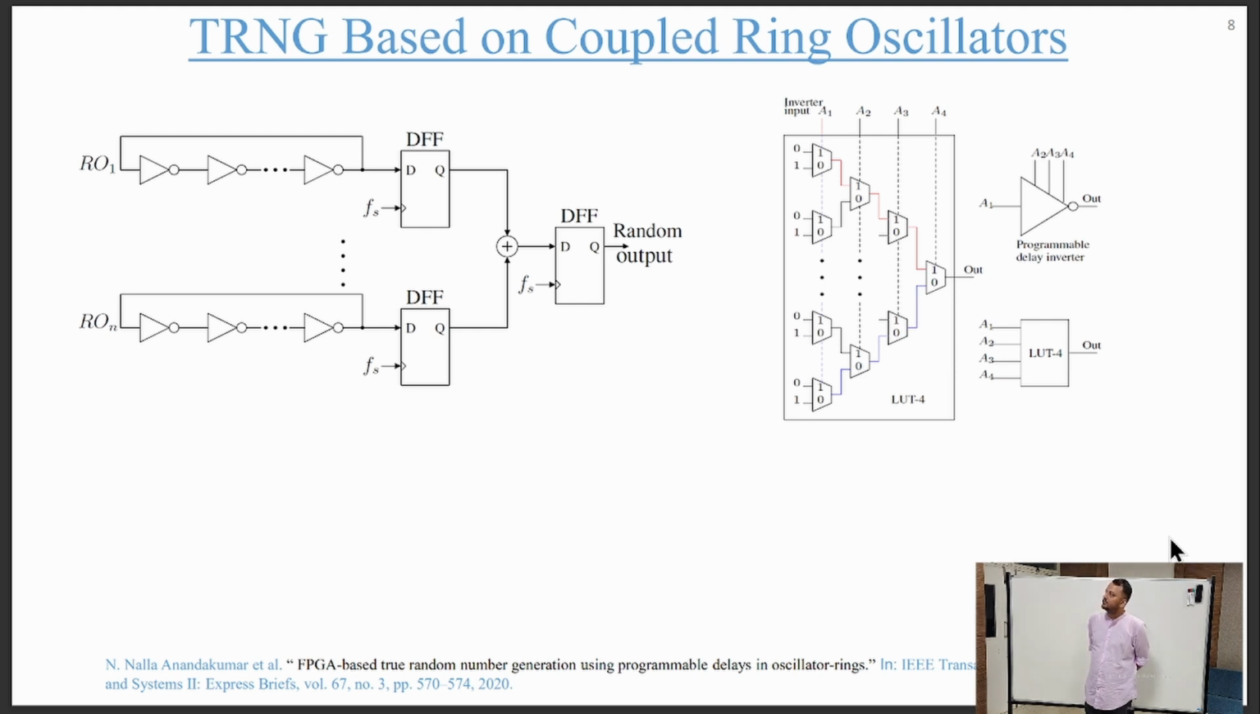So for that, in one of the papers, they used a programmable delay line, and they were providing seeds through A1, A2, A3, A4. One major thing with this kind of true random number generator is that they required heavy post-processing to meet the NIST standard.